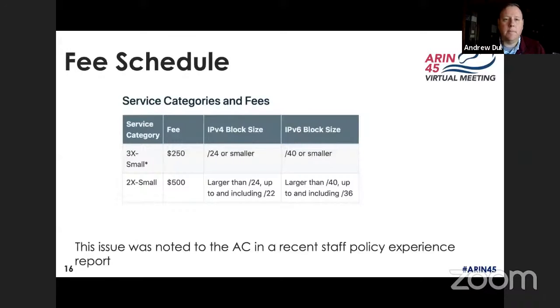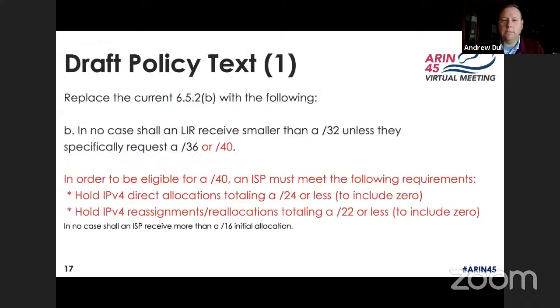Next slide, please. This is the fee schedule that we're talking about. We're talking about the organizations in the 3X small category here. Their current ISP fee is $250 per year, and as you can see, that's only for a /24 or smaller IPv4 holdings. But currently, the smallest amount of space you can receive for IPv6 is a /36. So if they receive a /36, they automatically move to the 2X small category, and therefore their fees end up being doubled.